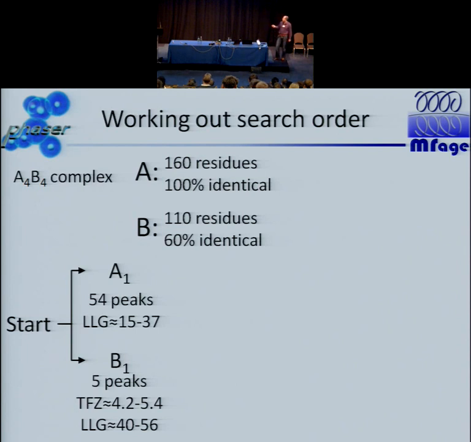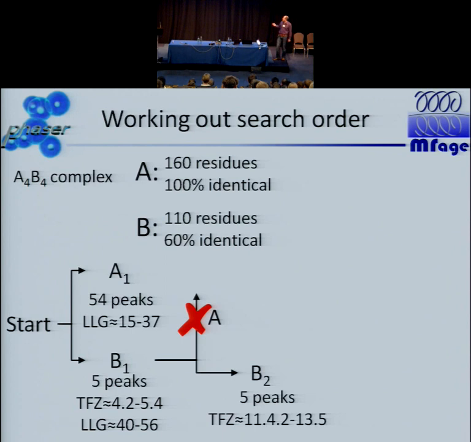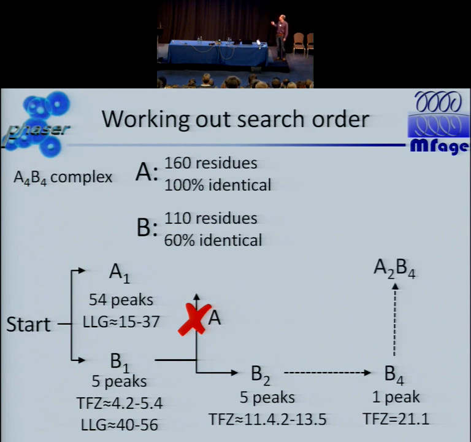And in fact, these LLGs are so much higher that the program is not even selecting any peaks from the A. So with this one, the program tries to extend with an A component, and it doesn't work. But when extending with the B component, we get really high Z-scores and a good number of peaks. And very quickly, we end up with 4 B components and a very good Z-score. And from here, it's actually quite difficult to get to an A2B4 composition.